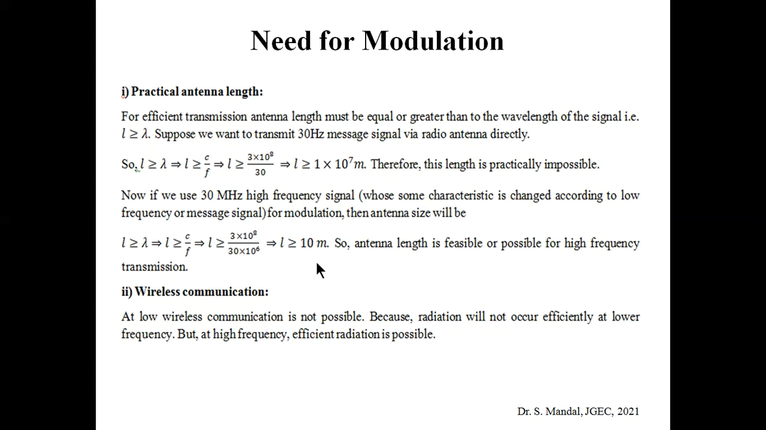Next is wireless communication. It has been observed that at low frequency, wireless communication is not feasible or not possible, because radiation will not occur efficiently at lower frequency. But at high frequency, efficient radiation is possible. So we need a higher frequency to transmit efficiently from one point to another. That means for wireless communication, obviously, we need high frequency.